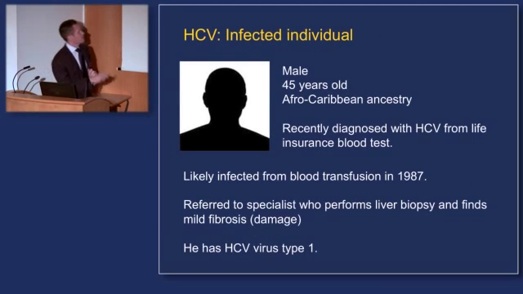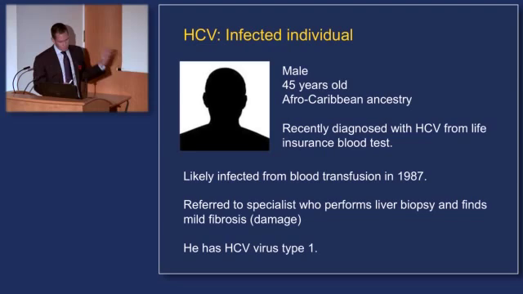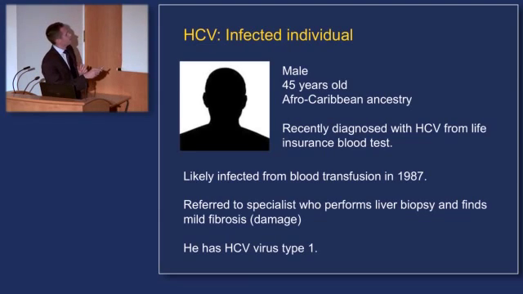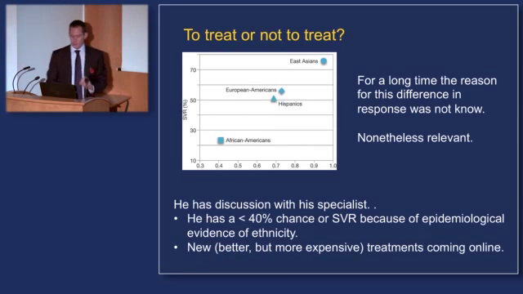This one's somewhat similar to the other in that he's male and 45 years old, but this time he's Afro-Caribbean, and he's been diagnosed with hepatitis C. In fact, using a genetic test, he's been diagnosed with a specific type of hepatitis C, type 1. And the reason I've chosen these examples is because the fact that he's male and 45 years old and has hepatitis C virus infection type 1 actually makes him pretty unlikely to respond to treatment. The other thing that makes him unlikely to respond to treatment is that he's African American.